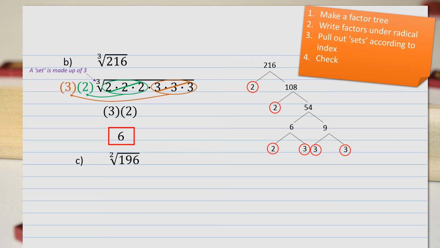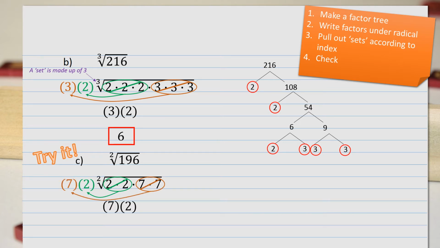For C, we had the square root of 196. This is your try it problem. Okay, let's see how you did. You should have done a factor tree, written the factors all under the radical, pulled out your sets, and you should have been left with 7 times 2, which you know to be 14.